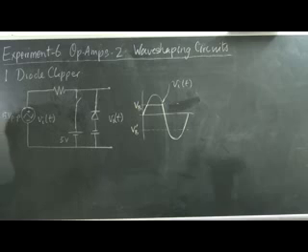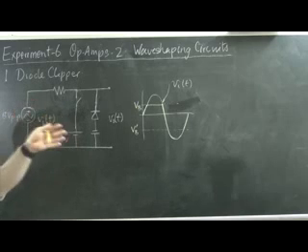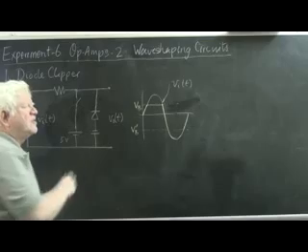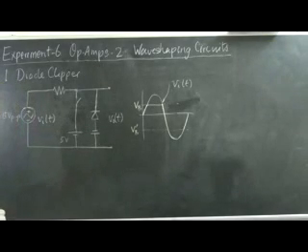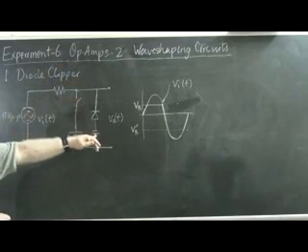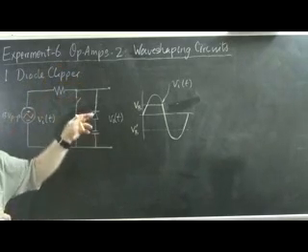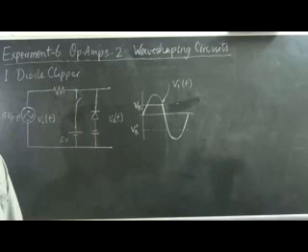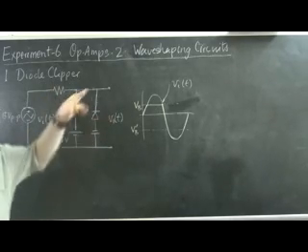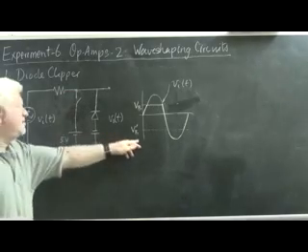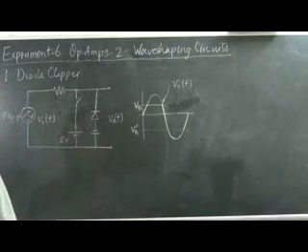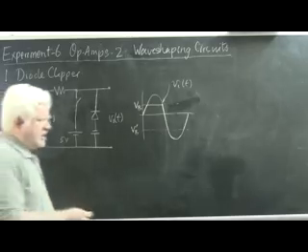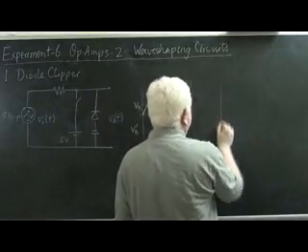Essentially what happens now is a sort of a mirror image of whatever happened with the upper side clipper. This diode is kept off as long as the input voltage is higher than VB dash. As soon as the input voltage tries to go below VB dash, the diode turns on, becomes equivalent to a short, and VB dash is seen as the output voltage. So what we would see in the case of the lower side diode clipper would be this.